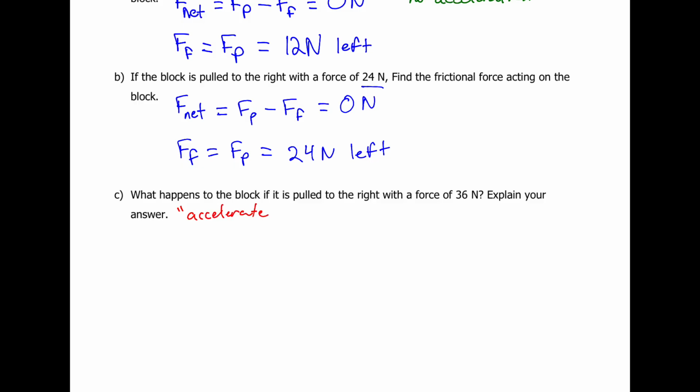Accelerate to the right. So that's what's going to happen to it. Now we have to do the math and physics part of it and figure out how much. So now we're going to do a new F net diagram. F net will equal the force pulling it minus the force of friction.